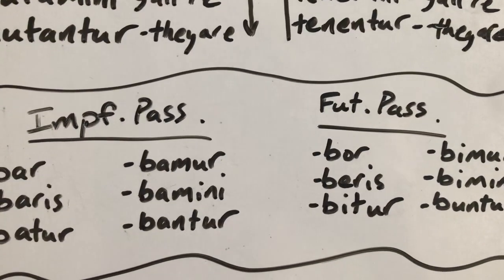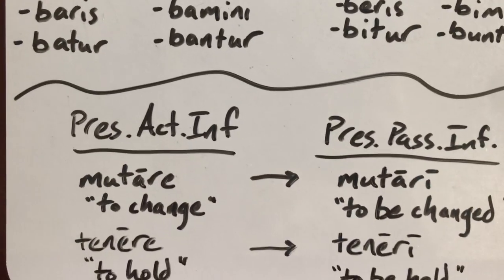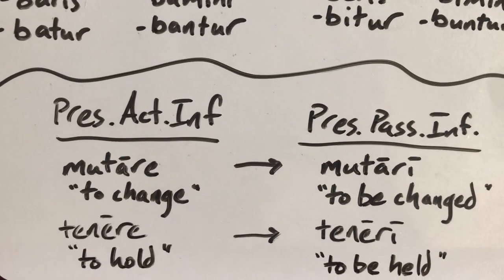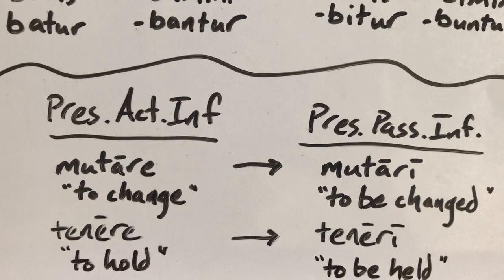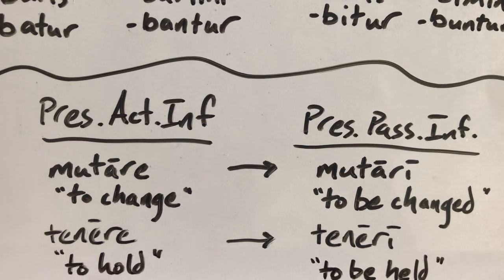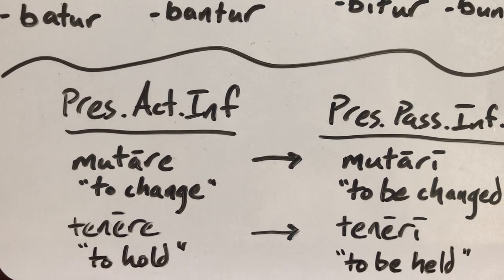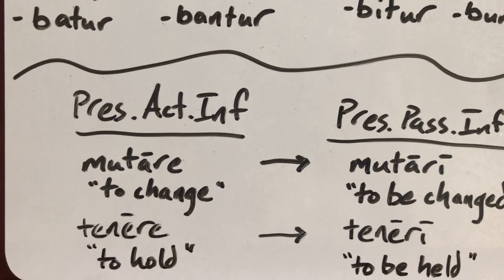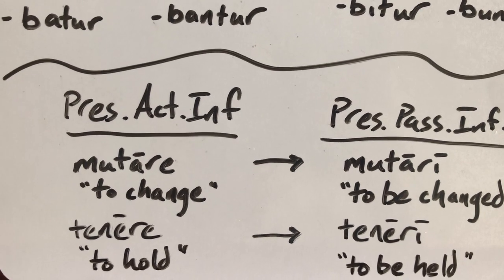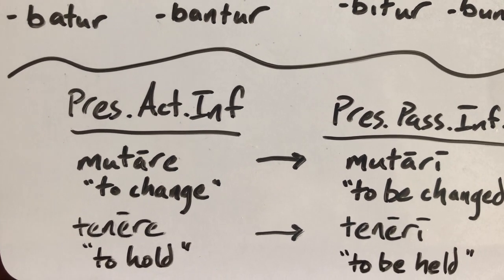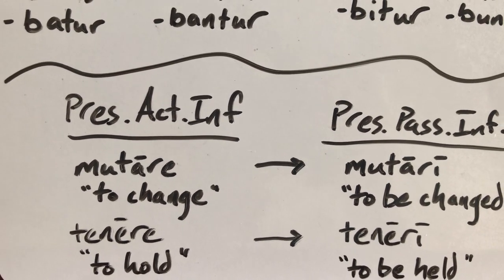Now, a couple new things. One other thing we learned in this chapter is how to do infinitives. We learned about present active infinitives way back in, I think, chapter 1, actually. So the infinitive is just your second principal part of the verb. So muto, mutare: your infinitive is mutare. Teneo, tenere: your infinitive is tenere. And it's translated "to" and then the verb. So to change, to hold.